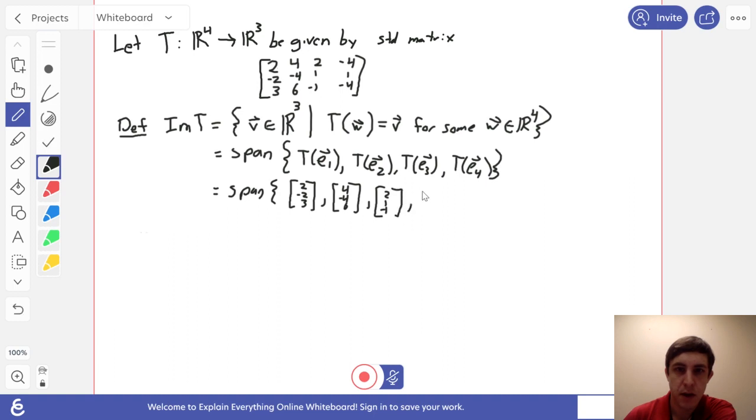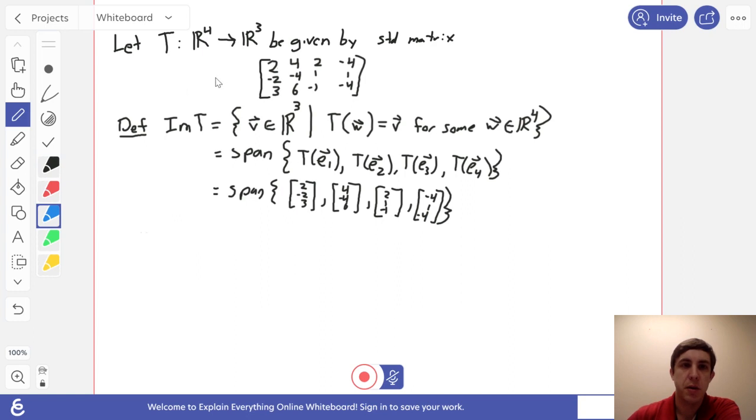And our last one is -4, 1, and -4. Alright, so we've reduced our problem of finding a basis of the image of T into finding a basis of the subspace spanned by these four vectors, which is precisely a problem we've learned how to do previously. But we'll go through the steps here.